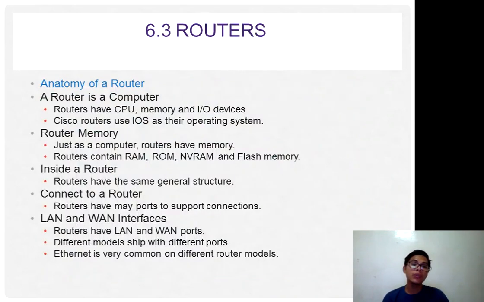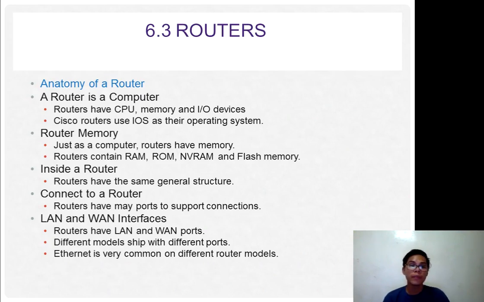Routers: anatomy of a router. A router is a computer. Routers have a CPU, memory, and I/O devices. Cisco routers use IOS as their operating system. Just as a computer, routers have memory. Routers contain RAM, ROM, NVRAM, and flash memory. Inside, routers have the same general structure.